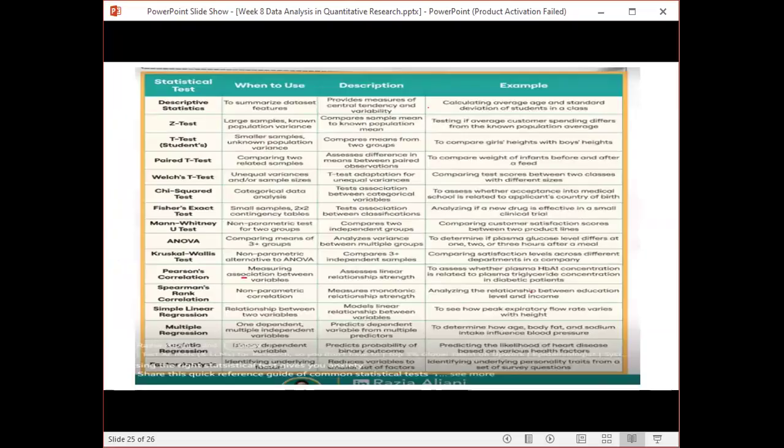Now, this is just a snapshot of the statistical tests you can do, when to use each, a description of what it does, and an example, right? So you are not found wanting. You can have a look at it, and it can guide you based on the kind of objectives you are setting for yourselves, and then the kind of test that you need to use. I've explained the majority of them in this particular session. All right, so go through and see when to use what.